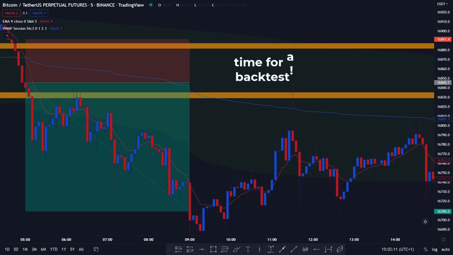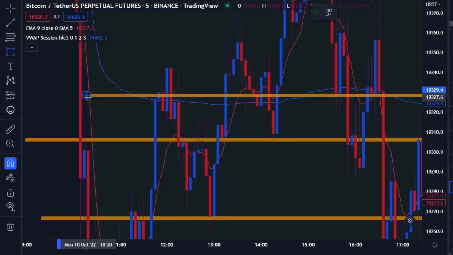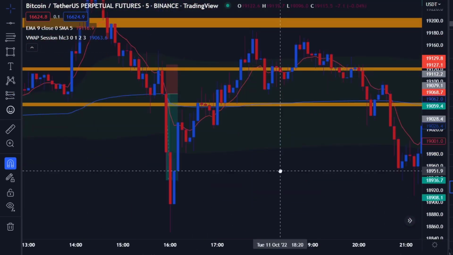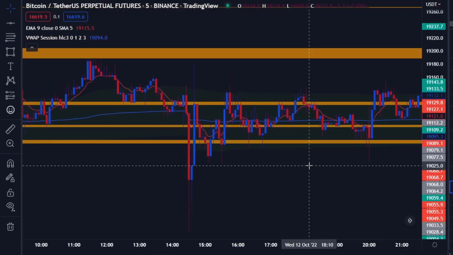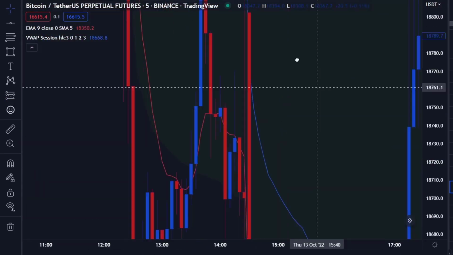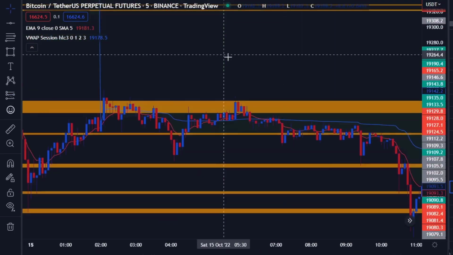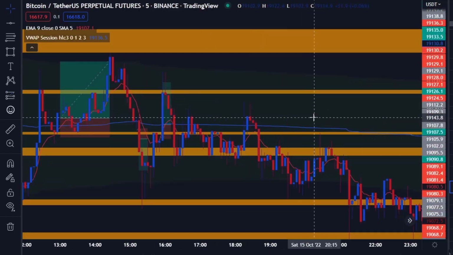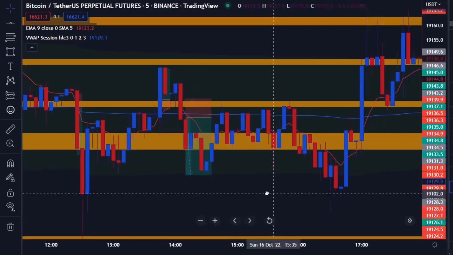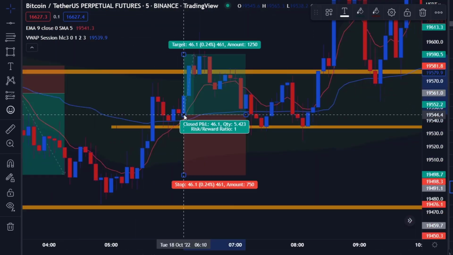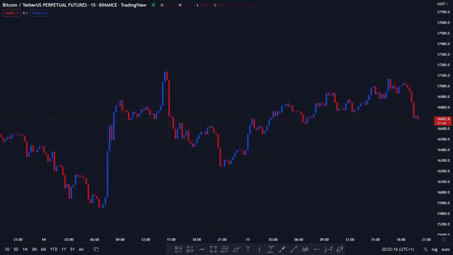Now we finally put our technique to the test. I will also fast forward so we can see the results more quickly. The results are truly astonishing. In a period of little over a week, we found 39 trades, and of those, 29 were in profit, 10 were losses.